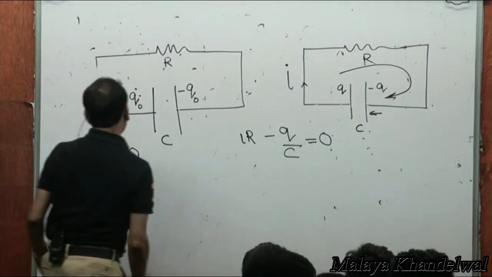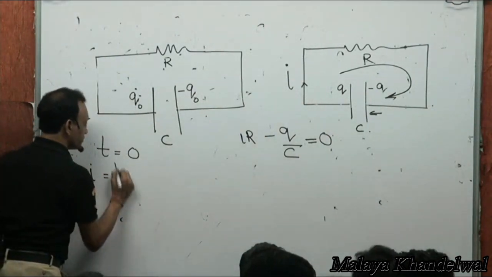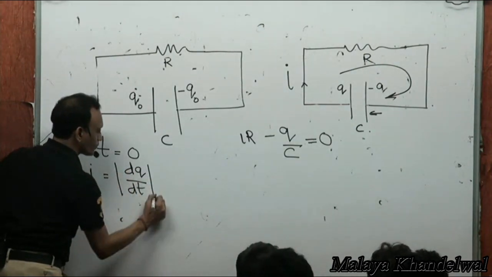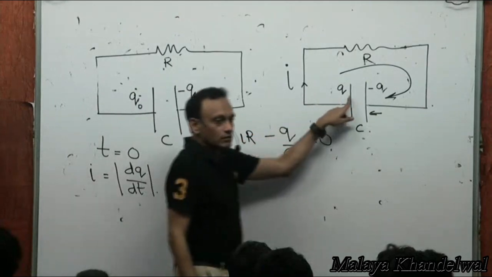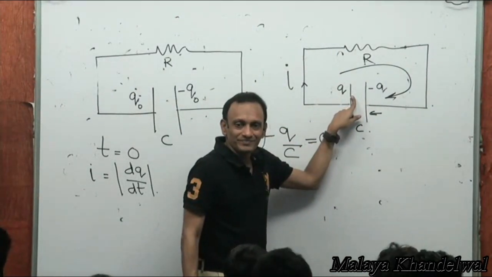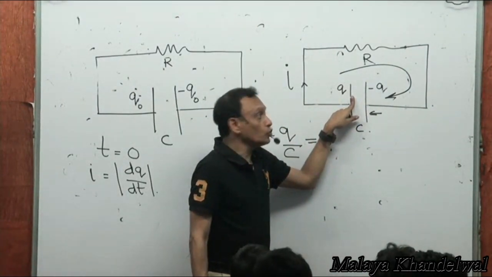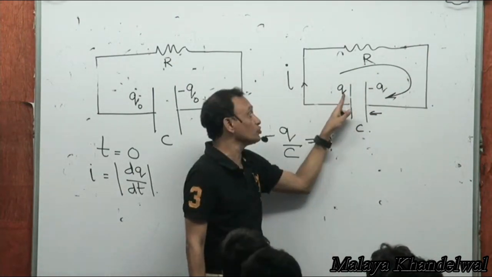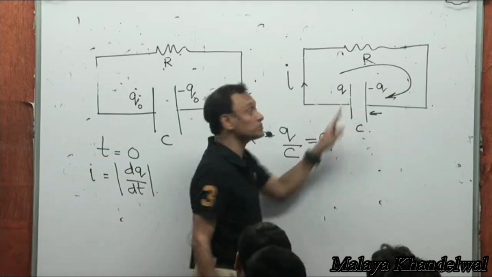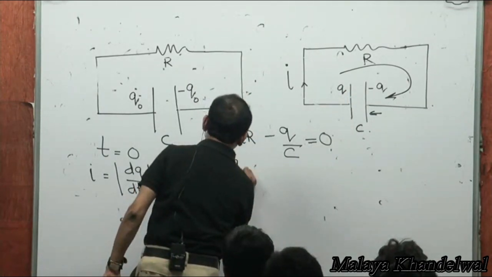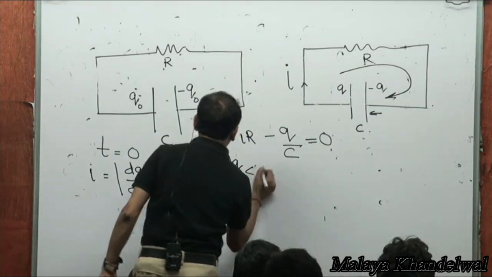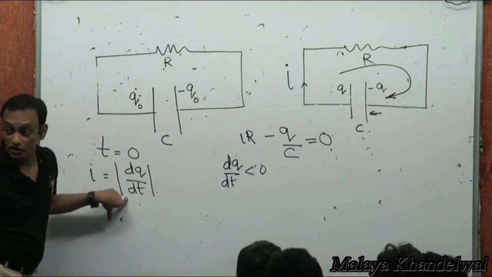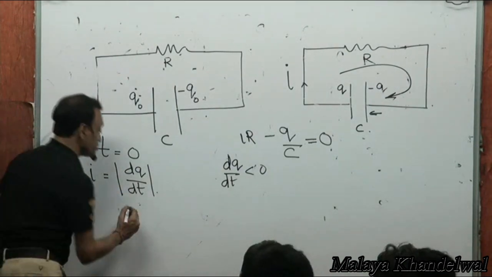Now, I is what? Magnitude of dq dt. But do you realize Q is decreasing with time? Q is decreasing with time, isn't it? That's how it's getting discharged. This Q is decreasing with time. So dq dt must be negative. And if dq dt is negative, then mod dq dt must be minus dq dt. Right, Nilesh?